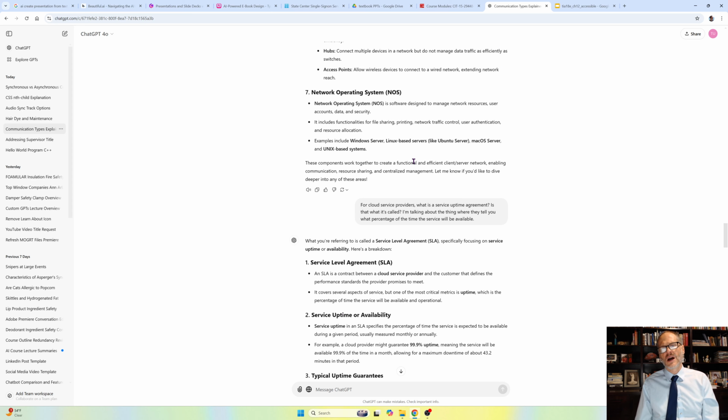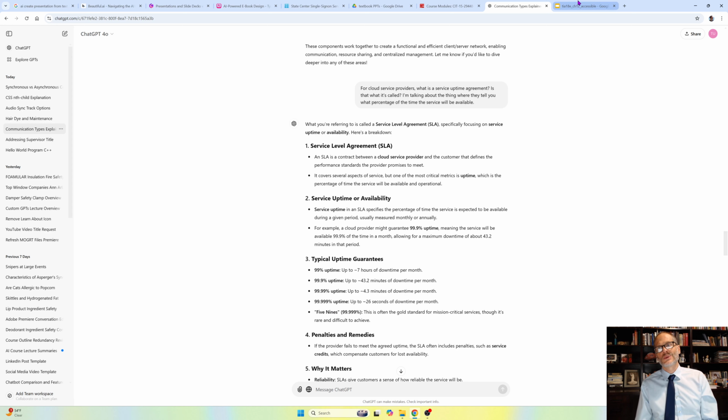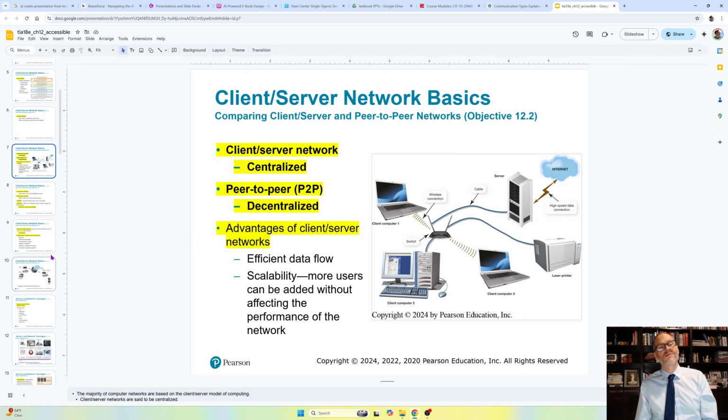And then we have network operating systems. When you have a network, you need to have operating systems on the computers on that network, and that helps manage the network and resources and user accounts and data and security, and includes functionalities for file sharing, printing, network traffic control, user authentication, resource allocation. Windows Server, Linux-based servers, Ubuntu servers, macOS servers, Unix-based systems, those are all examples of network operating systems. That's it for this slide.